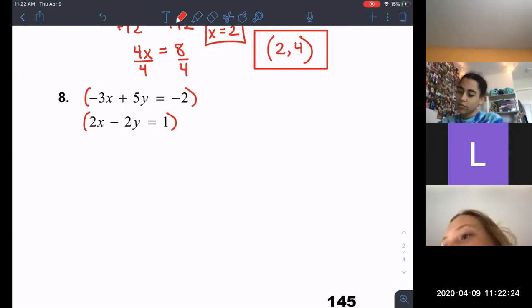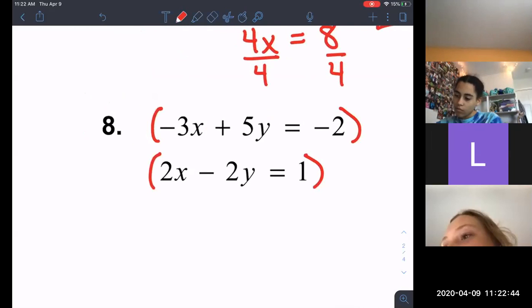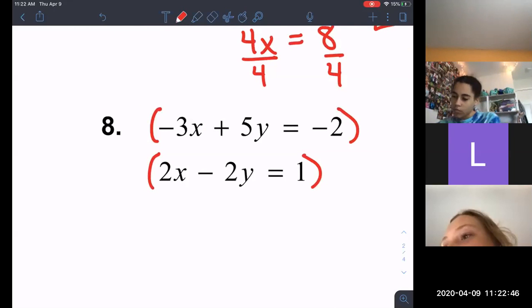What if we wanted to get the y's to be opposites? The y terms. Multiply it by 2 and 5. Right, we multiply the top one by 2 and the bottom one by 5, and that would give us 10y on top and negative 10y on bottom, and then the y's would cancel out. That would also be okay. I just want you to know that even though if I give you an answer key and I show you how I did it, there's many other correct ways to do it, and you would get the same answer.